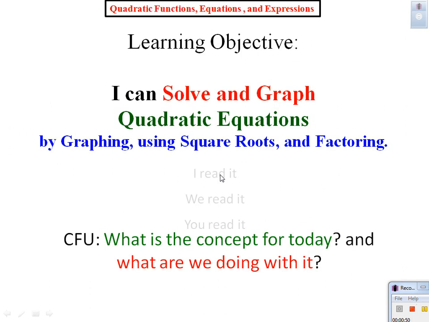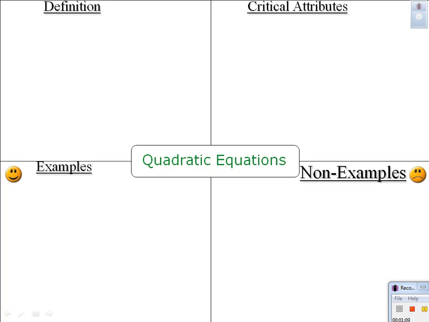Our objective for today, I can solve and graph quadratic equations. Once again, I can solve and graph quadratic equations, starting over the main concept for today. Quadratic equations, that is correct. That goes inside your Frayer model. Copy that in your Frayer model. And the Frayer model should look something like this. Quadratic equations.